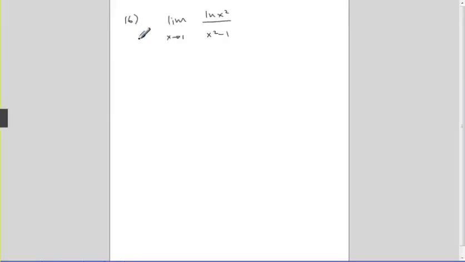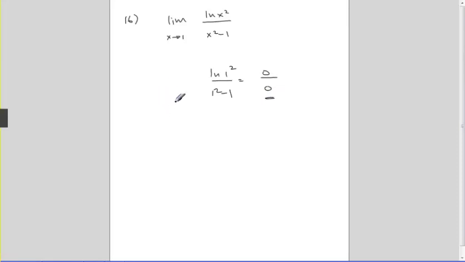Yeah, this is problem 16 from chapter 8, section 7. So again, let's demonstrate that this is indeterminate by just plugging in the numbers. So you get the natural log of 1 squared divided by 1 squared minus 1, and the natural log of 1 is 0, and 1 minus 1 is 0. So there we are. We're indeterminate.